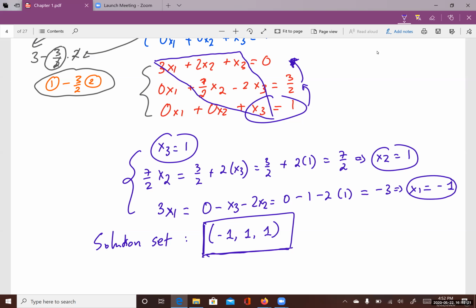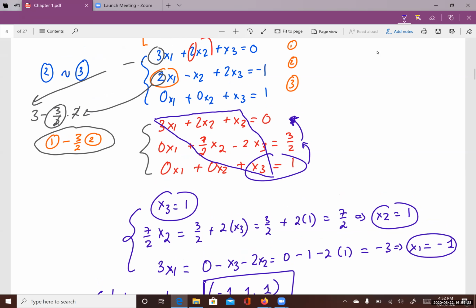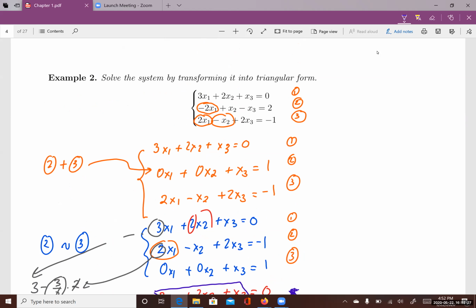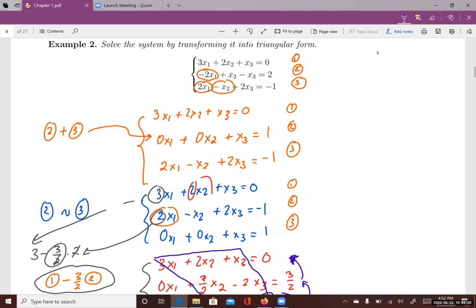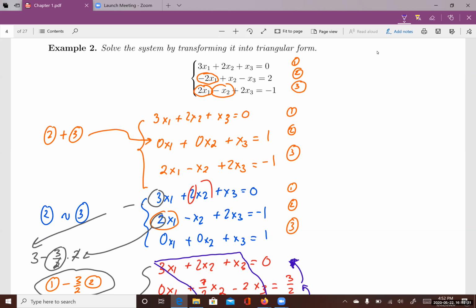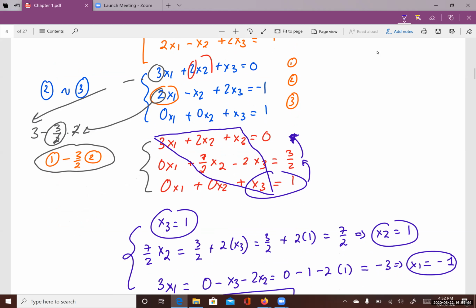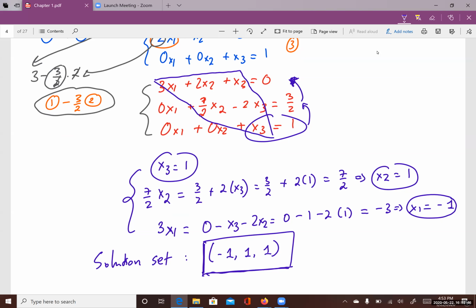This system has only a unique solution, and the solution for the system is a 3-tuple -1, 1, and 1. All right, this is an example of how you can use the 3 system operations to transform a system into a triangular form, a strict triangular form. And then from the strict triangular form, you can use backward substitution in order to solve for the solution set.